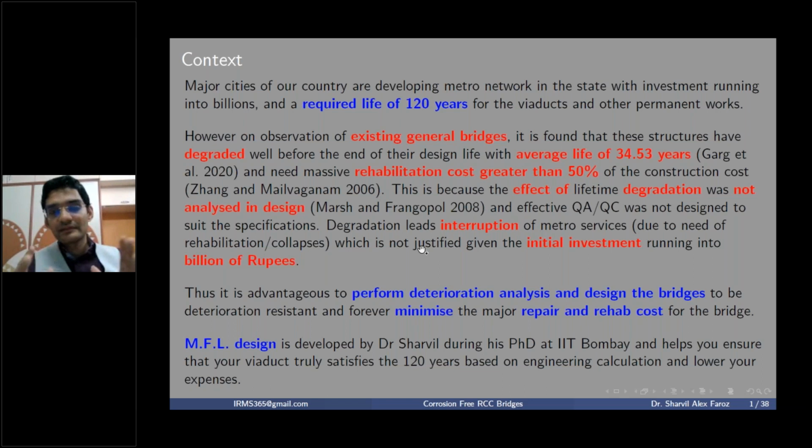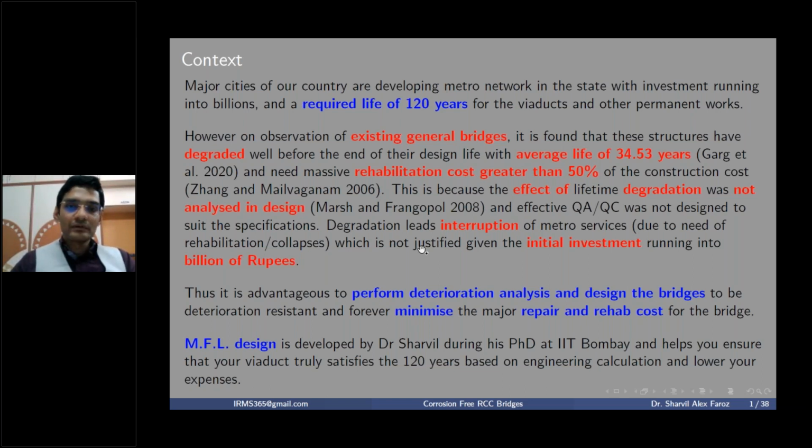And with this problem, we thought, why not solve this challenge for the industry? Through my research, I did my research at IIT Bombay, and the technology we developed is called M.F.L design, or major maintenance free life design. This is a proprietary technology which we have developed, and it is only provided through our company.